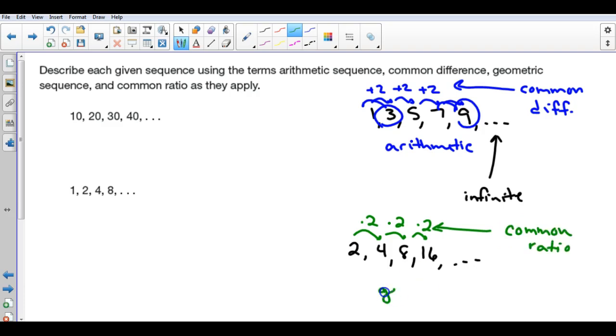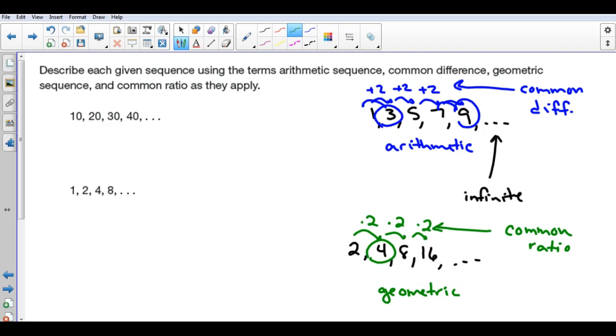And that's what makes this a geometric sequence. In order to find the common ratio, you take the second number divided by the one before it. So if I take 16 divided by 8, you would get 2. And then if you wanted to keep moving to the right, you would use multiplication.